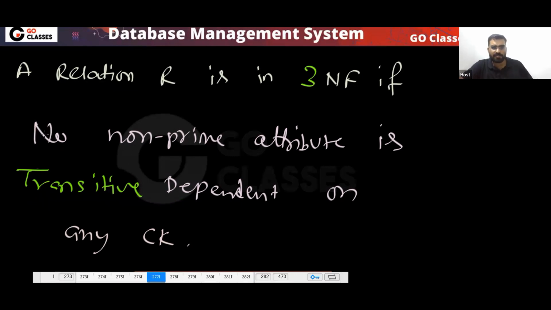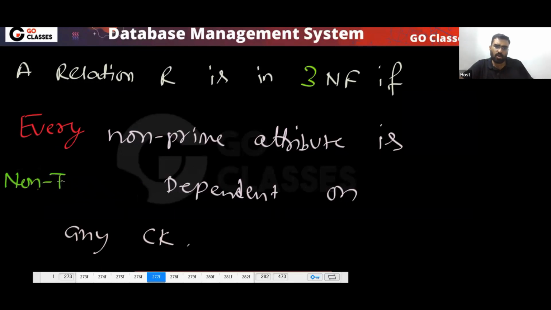Or I can say that every non-prime attribute is non-transitively dependent on every key, on every candidate key. This is the definition of 3NF.